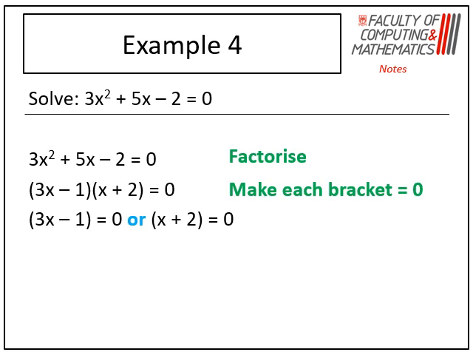Now, the first one's going to look a little bit weird, but that's okay. If I add 1 to both sides, you end up with 3x is equal to 1. Divide through by 3, x is equal to 1/3. So it's fine that your answer comes out to be a fraction. On the right hand side, you get x plus 2 is equal to 0, take 2 from both sides, so x is equal to negative 2. So x equals 1/3, x equals negative 2 for your final answer on that one.